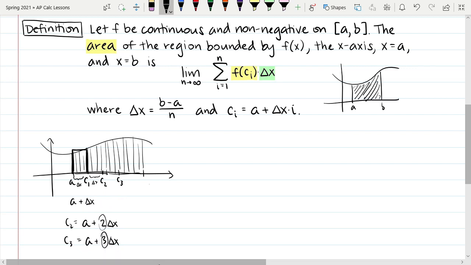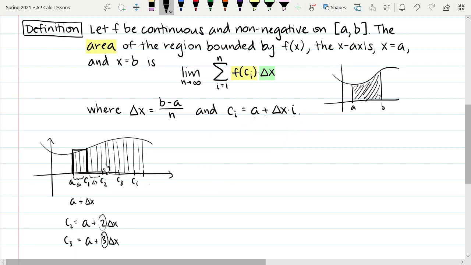And remember, that's what the i, the index in a summation, does. It counts. So that's why if I want to know the ith c, the ith endpoint, it's going to just be your starting point a plus i delta x's. So however many delta x's you had to add to get to that endpoint.